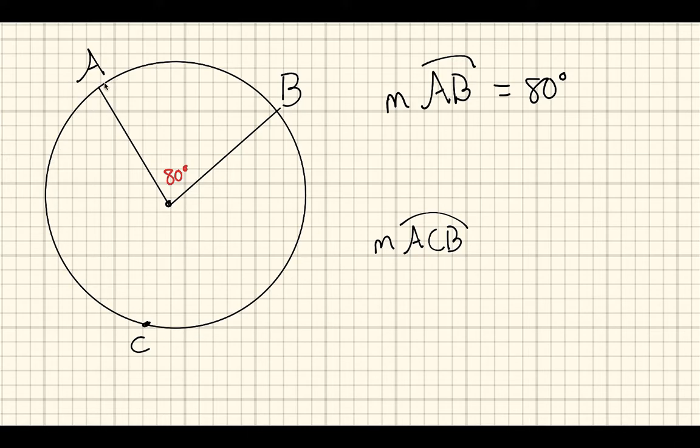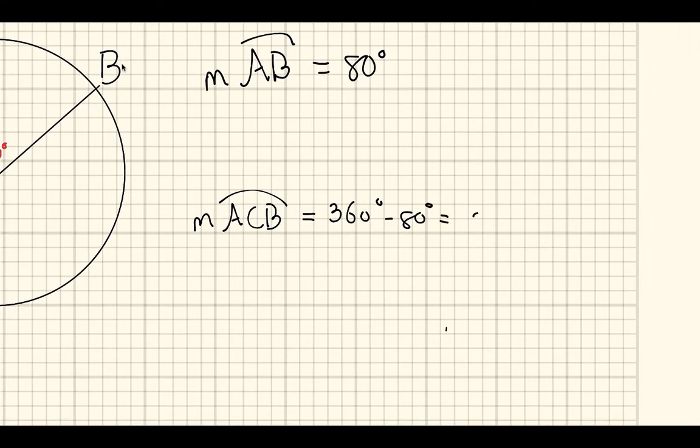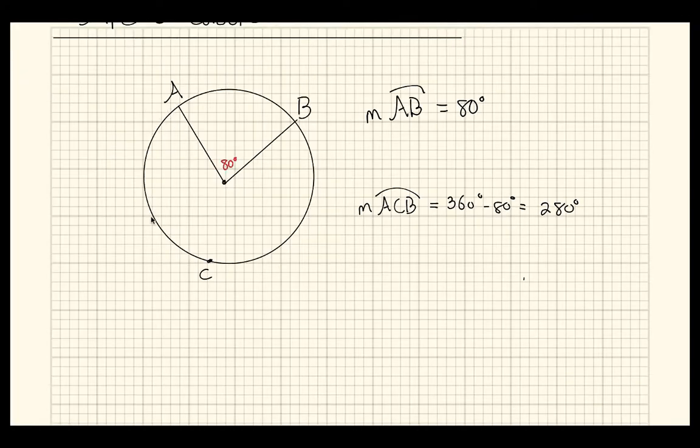Think about it this way, all the way around the circle is 360 degrees. So if we take the 360 and we subtract this portion, just the 80 degrees, that's going to give us what's left. So it's 360 minus 80 should give us 280 degrees for the measure of arc ACB. This 280 plus this 80 is all the way 360. So you get that by subtracting the two. That's how you get the 280.